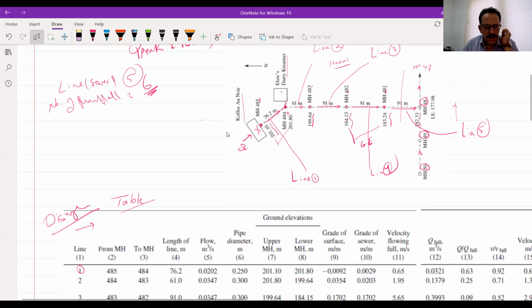Now for each line, this is line 1, so you have to mention this from manhole to manhole. So line 1 is the sewer line between manhole number, which number is this manhole? Madam?